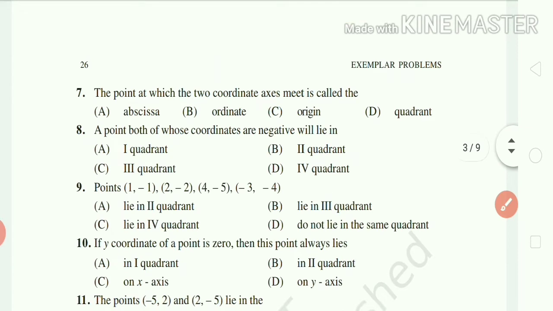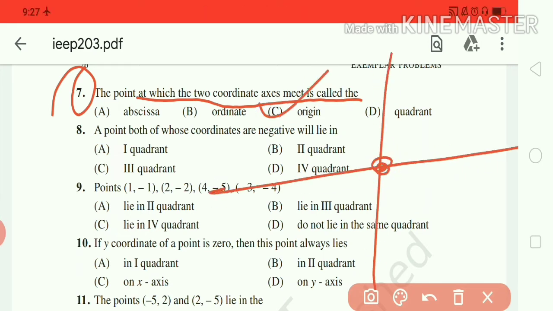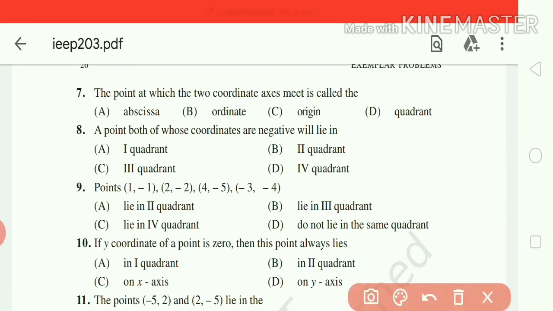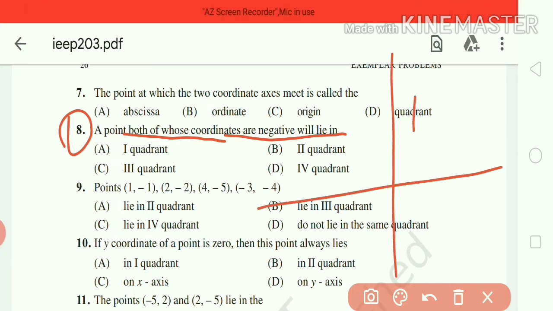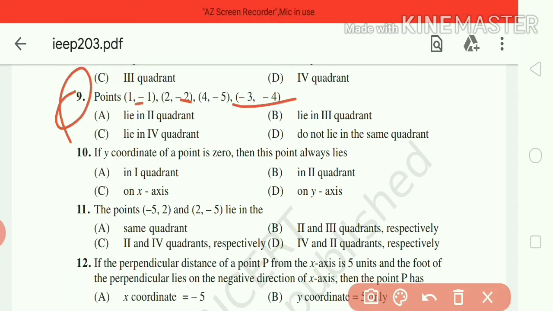Now come to question number 7. The point at which the two coordinate axes meet is called the origin. Where two coordinate axes meet is called the origin, right? Question number 8. The point whose both coordinates are negative will lie in... I told you, both positive lie in the first quadrant and both negative lie in the third quadrant. So it is the third quadrant, right? Now come to question number 9. The point... lies in which quadrant?